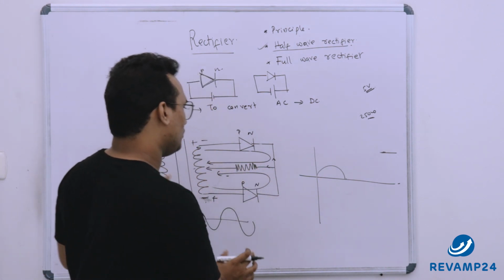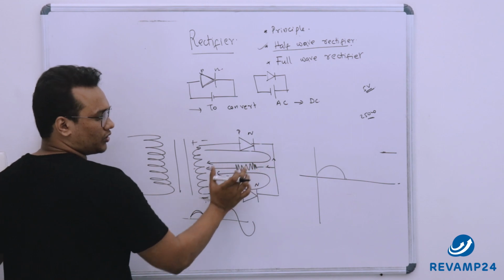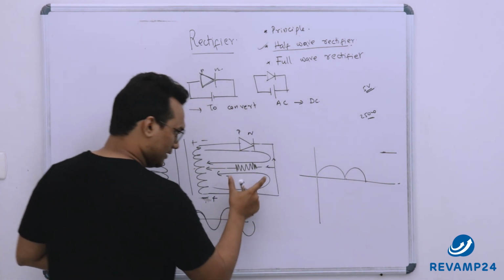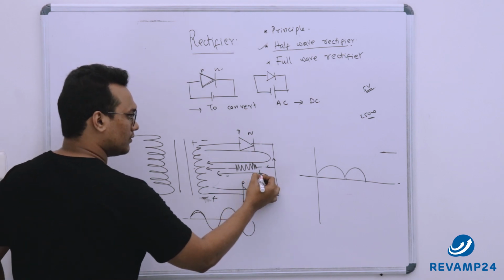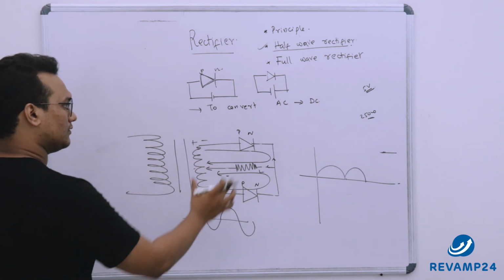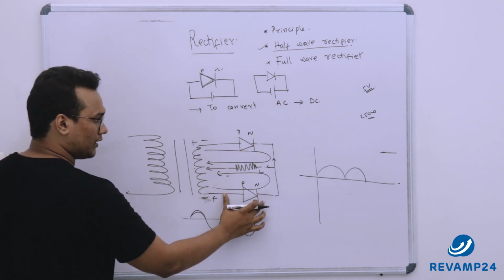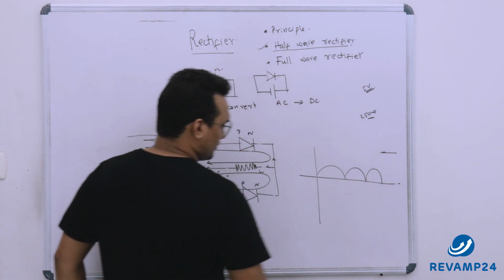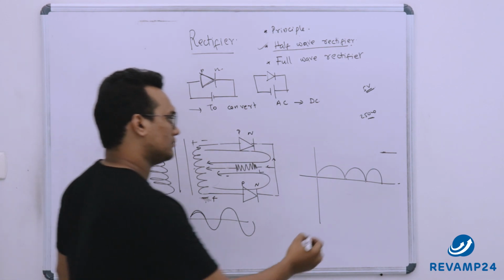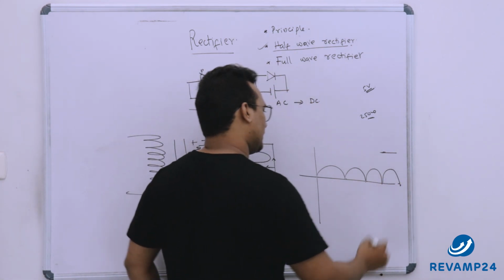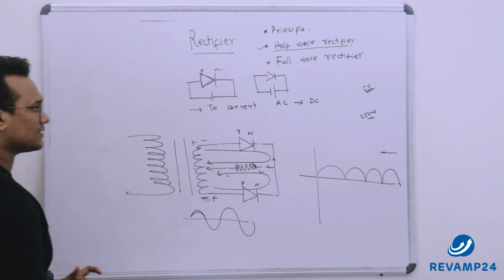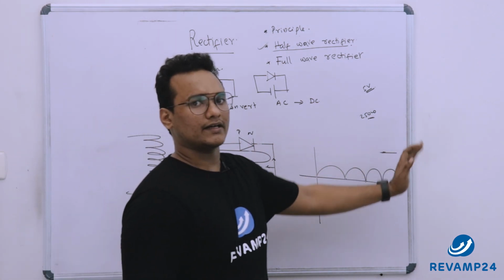See, we are going to draw the output of this resistor. Okay, so this is the load. In the next half, this would be forward bias, this would be reverse bias. So current in this direction, again this. In the next half, this would be the scenario. Okay, so this is a full wave rectifier.